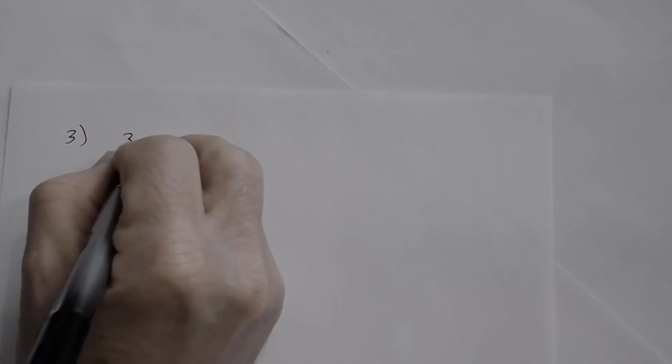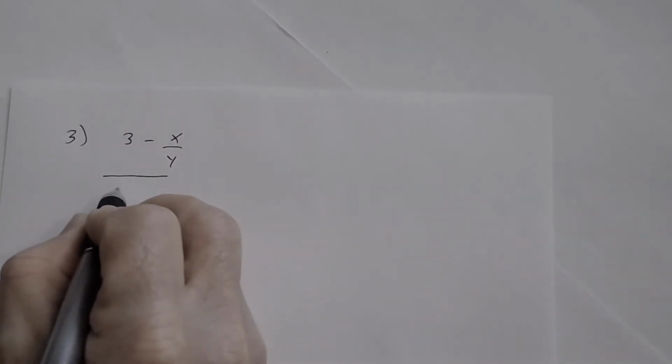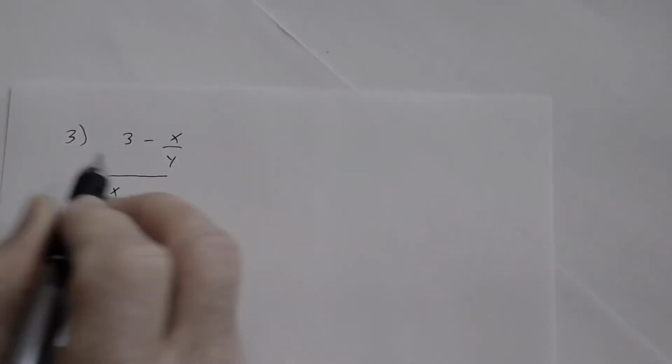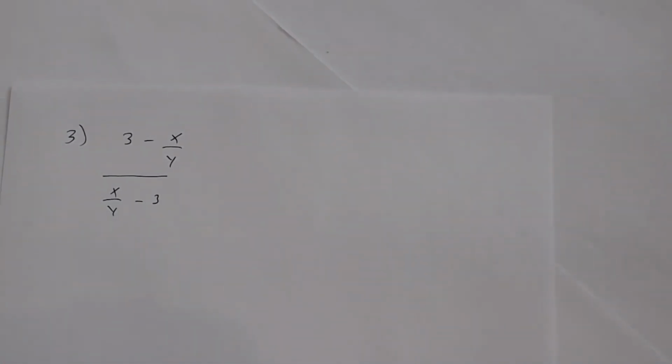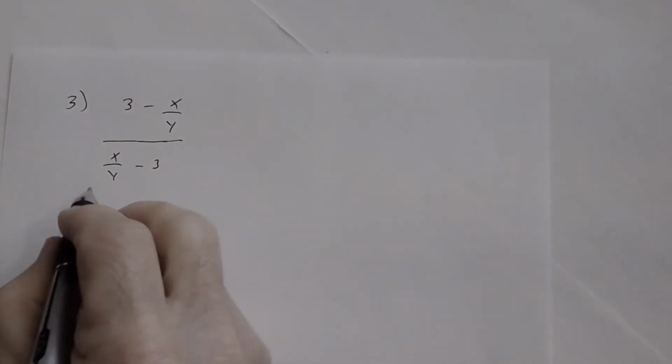So let's do number 3. Let's do another. So this will be number 3. So number 3, let's suppose we had this problem. Let's say we had 3 minus x divided by y, divided by x divided by y minus 3. So let's suppose we had that. Okay, so again, we're going to do it both ways. We're going to do method 1 and we're going to do method 2. All right, so method 1.